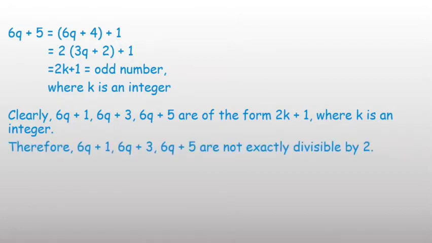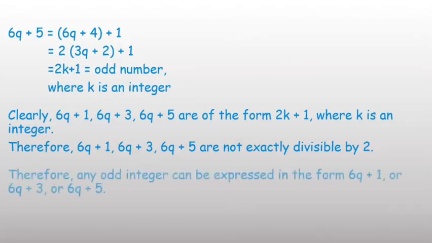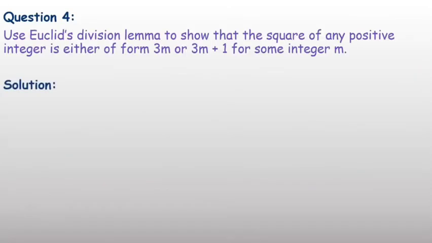Therefore, we can say that 6q plus 1, 6q plus 3 and 6q plus 5 are not divisible by 2. Hence, any odd integer can be expressed in the form of 6q plus 1, 6q plus 3 and 6q plus 5.